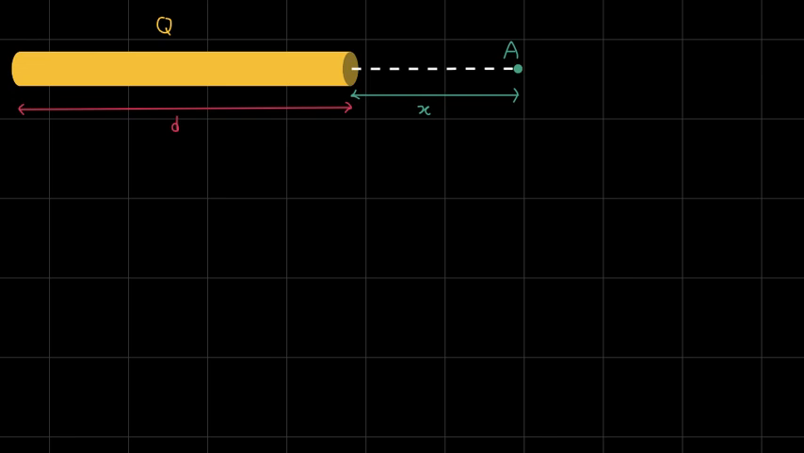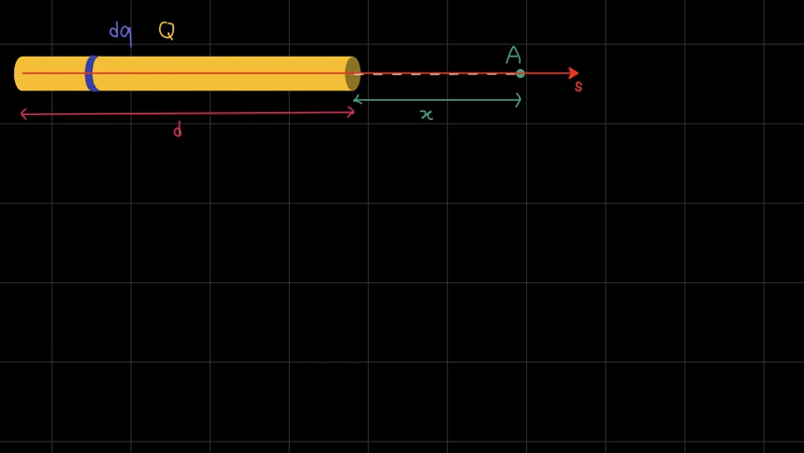As always, let's imagine dividing the rod into small pieces, each of which will act like a charged particle, and we'll find an expression for the electric potential created at point A by each of these particles. Here's such a piece that acts like a point particle. It has charge dq.